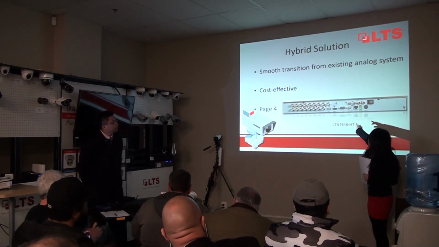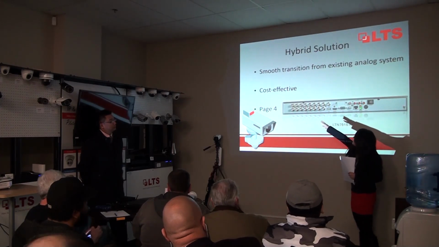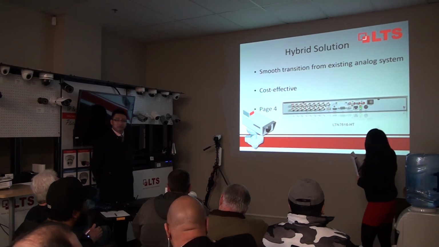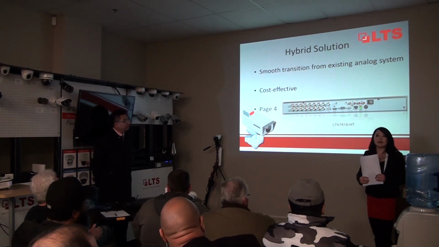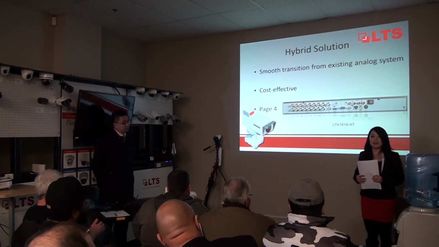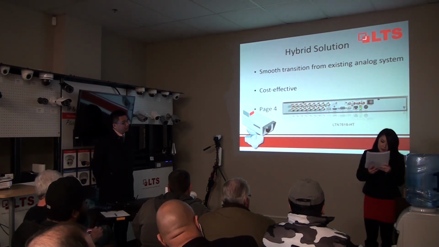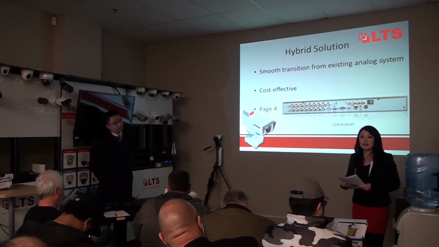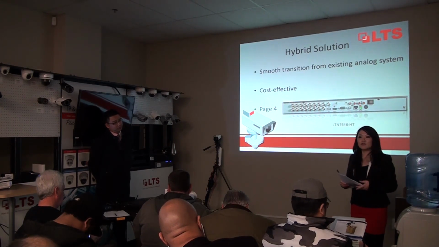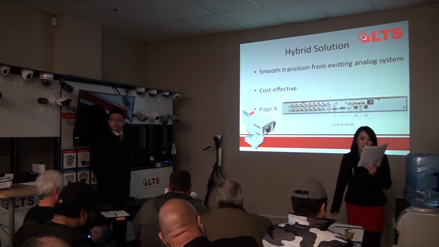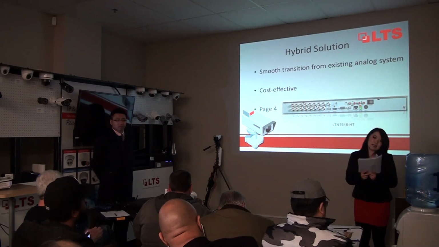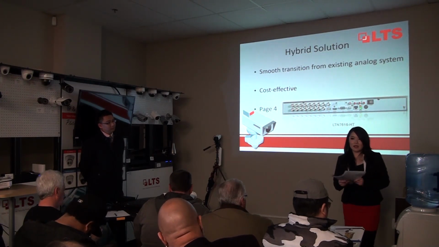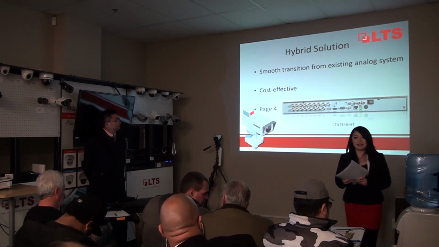If you see the rear panel of the hybrid solution, this part of BNC connections is the analog connection type, whereas here we have the LAN port, which allows you to connect with IP cameras. So the model number LTN 7604-HT is 4-channel analog plus 4-channel IP. The second one, LTN 7608-HT, is 8 analog plus 8 IP. Then the third one, 16 analog plus 16 IP.